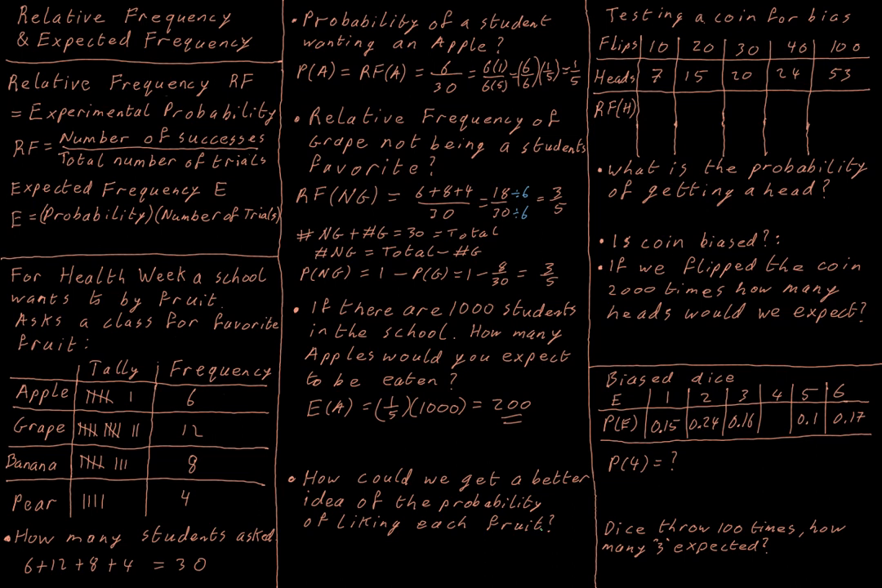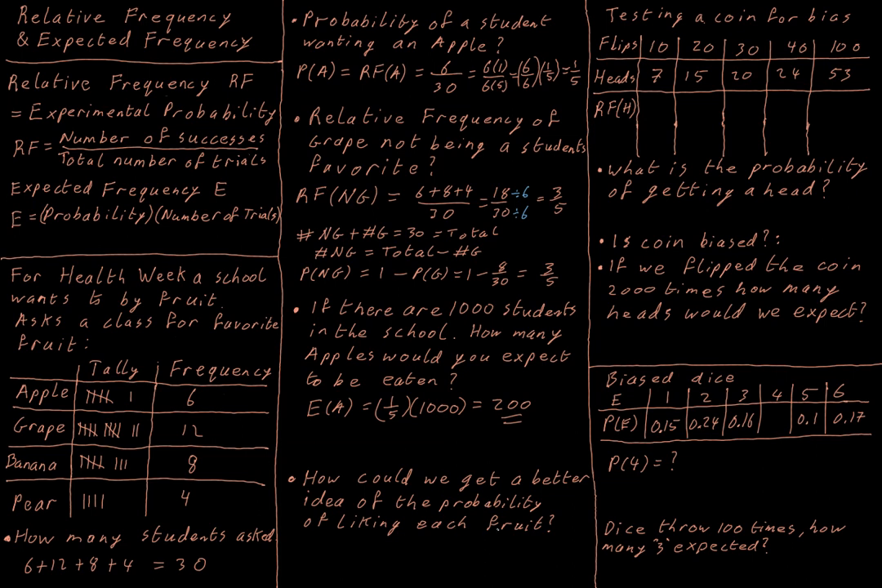So how could we improve our accuracy? Well, we could have asked 100 of them instead. If we ask every student in the school, then we'd know exactly how much fruit we are going to need of each type, what the probability is for each type of fruit if we asked everybody. But it's impractical to ask everybody. So what we can do in general is just ask as many people as we can.